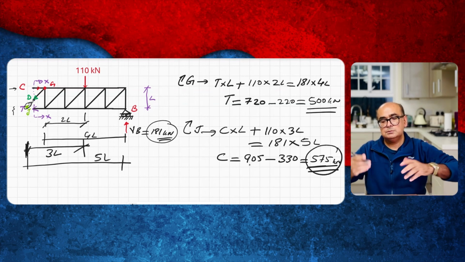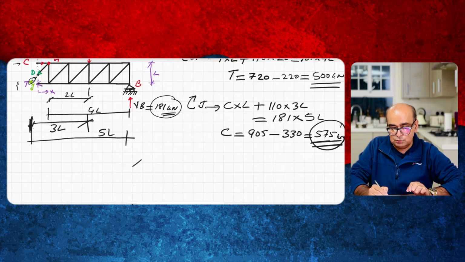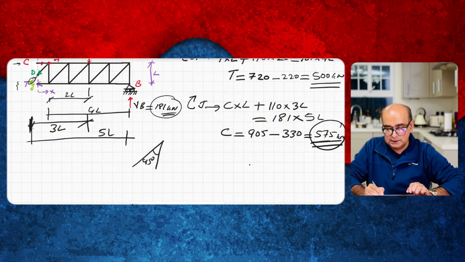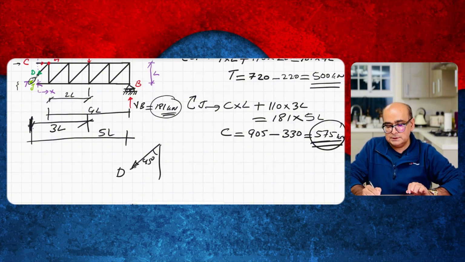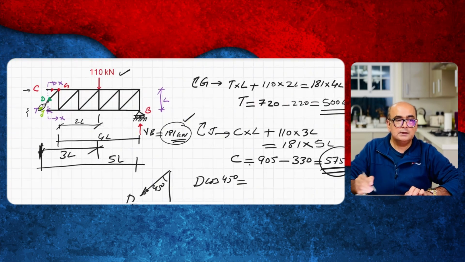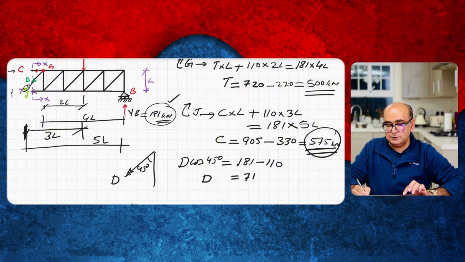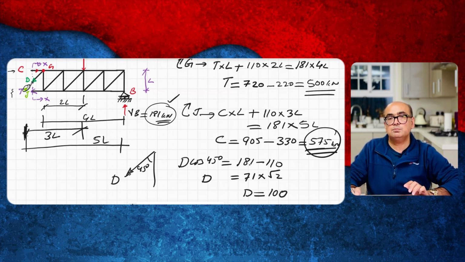The maximum load is going to be 575, but just for completeness, I will check the diagonal as well. The diagonal will not control though, but I will check it. This is 45 degrees. This is D. So I will say D cos 45 is equal to the unbalanced load. The unbalanced load here is 181, take away 110. So 181 take away 110 gives me 71, and cos 45 is 1 over root 2, and I will bring that 1 over root 2 to the other side. This becomes root 2. So D is equal to about 100 kilonewton, or 100.4 kilonewton.